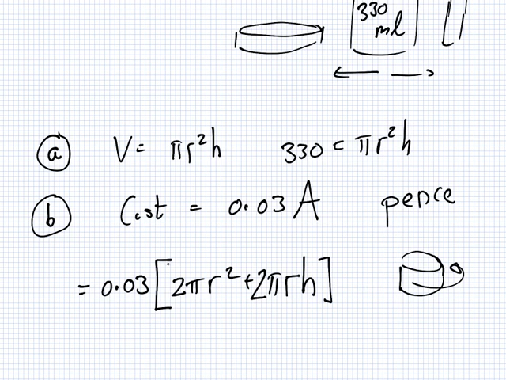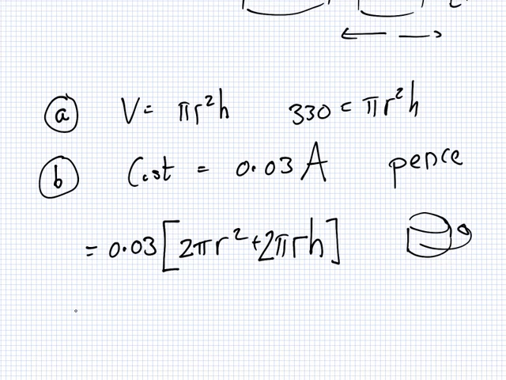Yeah. Now, the 2 is in common, so I can take that out. Actually the pi is in common as well, so I can take that out too. 0.06 pi times (r squared plus rh). That is our equation for the cost. If I know the R and I know the H, I can know how much this can will cost to make.